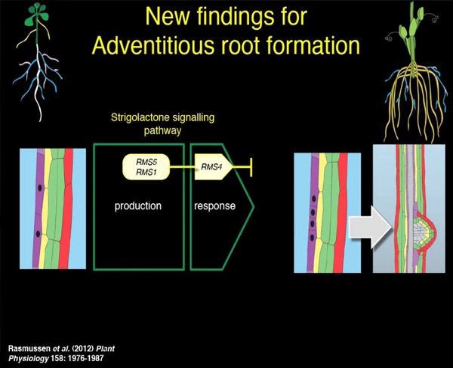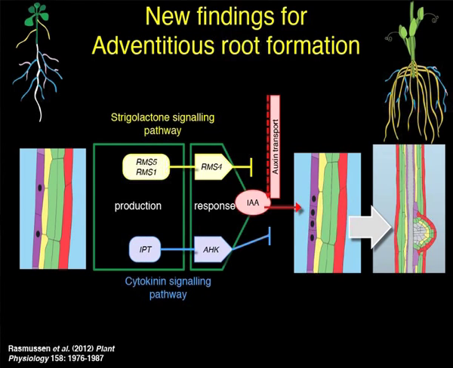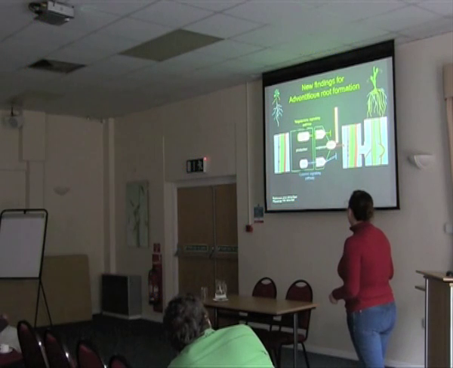So you have the production of strigolactones here to the response of strigolactones, and this blocks adventitious root formation. We think it happens by blocking auxin transport, but this is yet to be fully proven, which is why this is a dashed line. But we also know that auxin promotes adventitious root formation, and we've shown that this pathway here is completely independent of the strigolactone pathway. So cytokinin signaling inhibits adventitious roots as well, but completely independently of strigolactones.